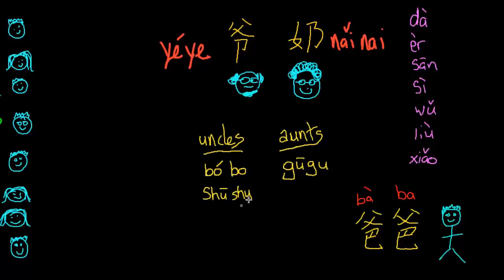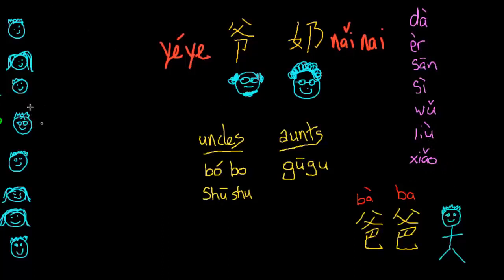Now, we have different terms for these uncles and aunts, and we also have to specify the order in which they're born. So the oldest we're going to call 大. Then we have the youngest we will call 小. In between we'll use numbers. So 大, 二, 三, 四, 五, 六. If there were 8, you might have a 七, and then finally finishing off with 小.